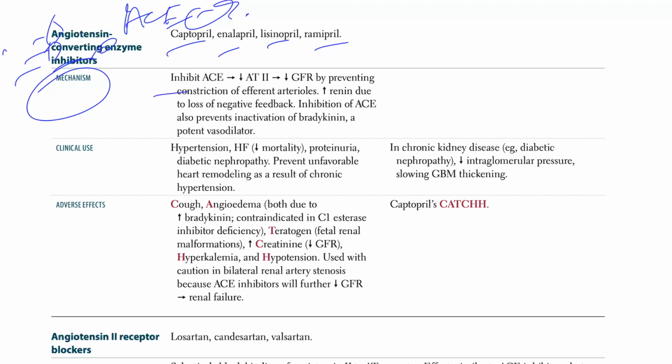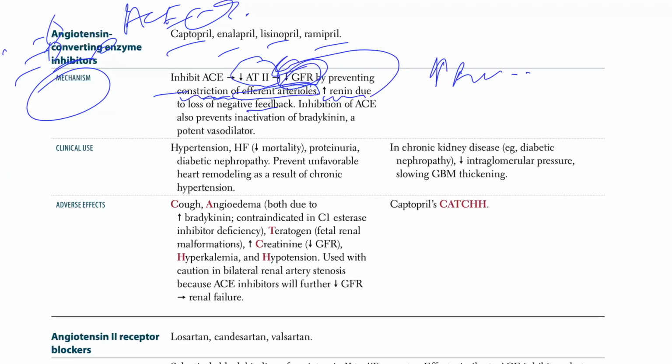When you inhibit the ACE, you cannot form angiotensin 2. When you cannot form angiotensin 2, that leads to decrease in GFR by preventing constriction of the efferent arteriole. When you are preventing the constriction of the efferent arteriole, you're decreasing the GFR. Again, increased renin would be there due to the loss of negative feedback by angiotensin 2. So there's going to be an increase in renin.